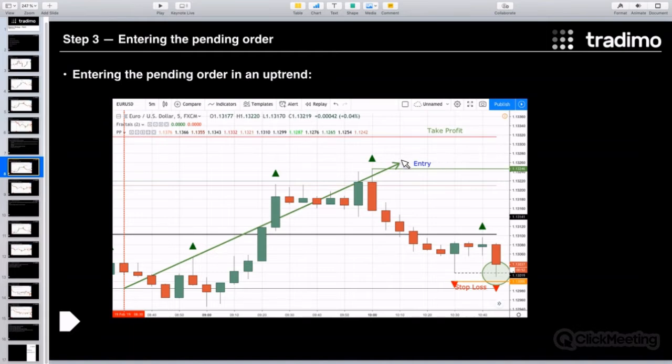I just repeat: the entry level is the last confirmed up fractal. The stop loss level is the last confirmed down fractal and a pip below. And our take profit level is the next pivot line 5 pips or more above our entry level. This is our setup for entering the pending order in an uptrend. Any questions about this?